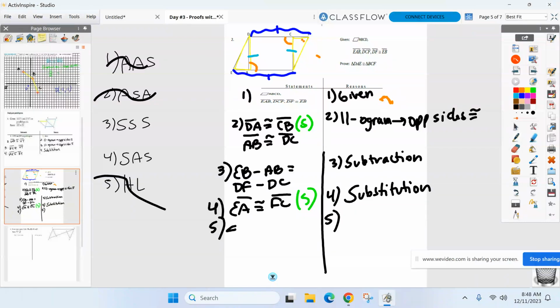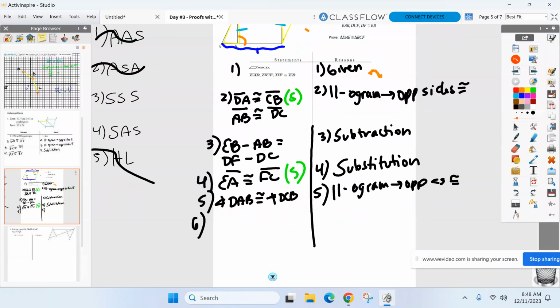So angle, what are we looking at here? DAB congruent to the opposite angle DCB. Parallelogram implies opposite angles congruent. Before you tell me the angles next to them are equal, you have to tell me which angles are supplementary. So now in step 6, write down the 2 pairs of angles that are supplementary.